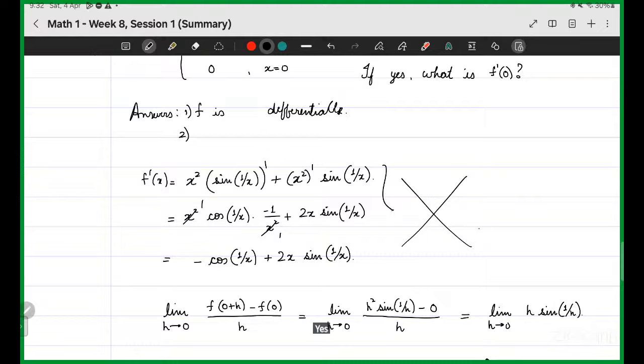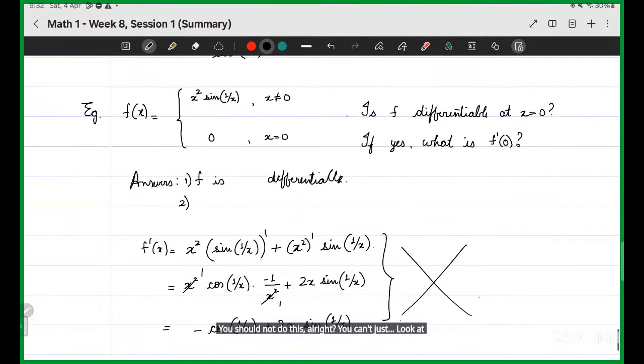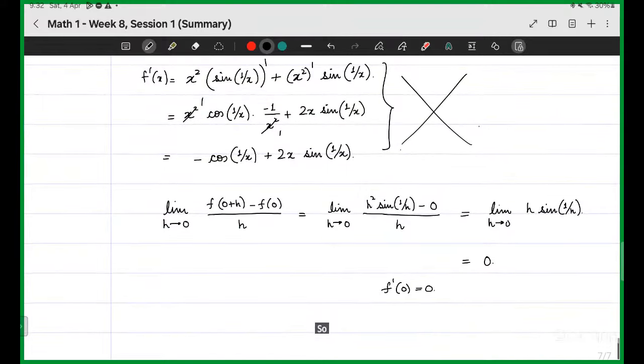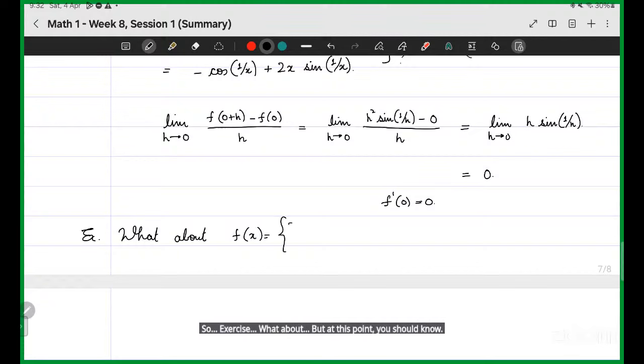Yes, sir. You should not do this. All right. You can't just look at the expression there, x square sine 1 by x, and then just differentiate it. So, exercise: well, at this point you should know, what about just x sine 1 by x for x not equal to 0, and 0 for x equal to 0?